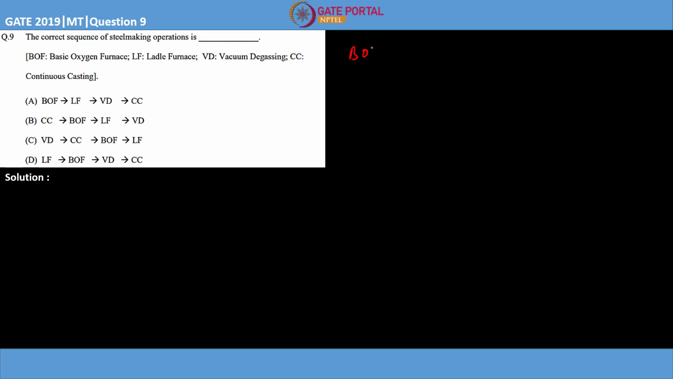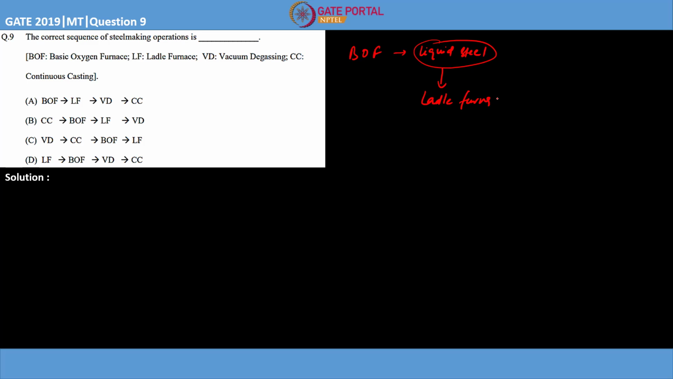So the first one is, for producing steel, we use basic oxygen furnace. The output of this basic oxygen furnace is liquid steel, and this liquid steel is a normal one. In order to produce a very high grade steel, you have to give further treatment to this liquid steel, and that further treatment is done in the secondary steel making process. For that you have to take this liquid steel to the ladle furnace.